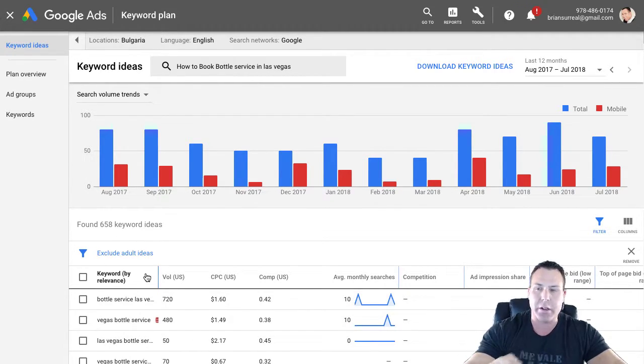Now, Google's a little bit different. There's a little more competition on there. There's a couple major sites. I have some rankings as well. I'll show you guys, but let's start with Google Keyword Planner.